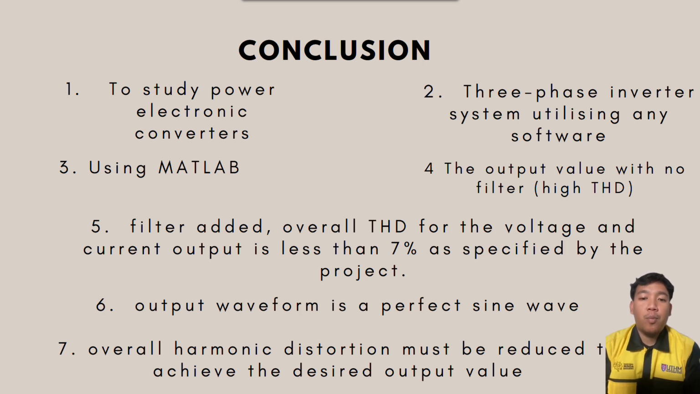In MATLAB, the output with no filter addition results in a large total harmonic distortion. As a result, a filter must be added to the system to ensure that the overall harmonic distortion for the voltage and current output is less than 7%, as specified by the project. When the total harmonic distortion is less than 7%, the output waveform is a perfect sine wave, as opposed to when no filter is used. As a result, we may deduce that the overall harmonic distortion must be reduced in order to achieve the desired output value for the inverter system.